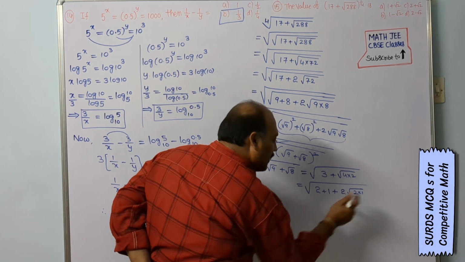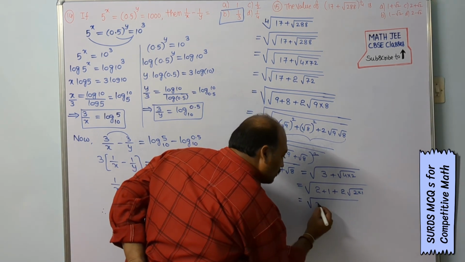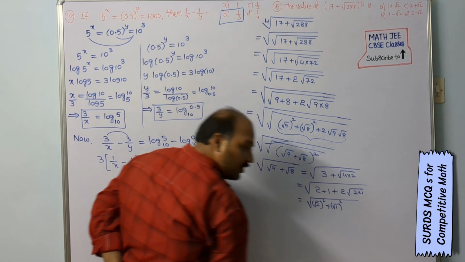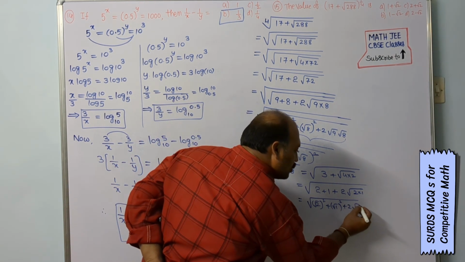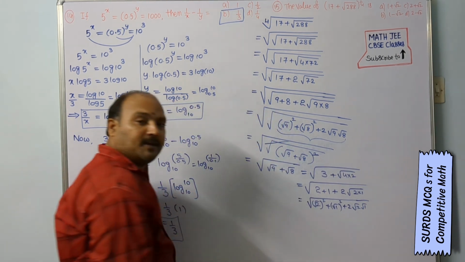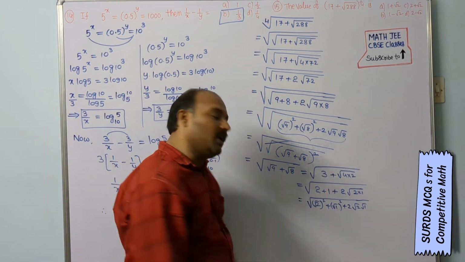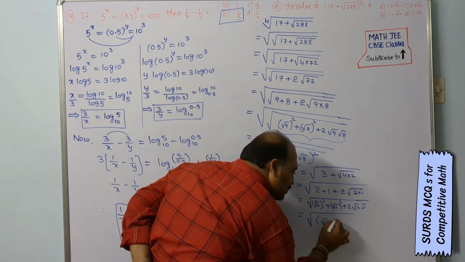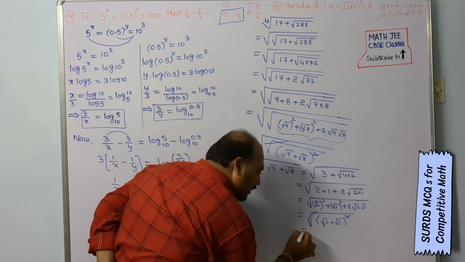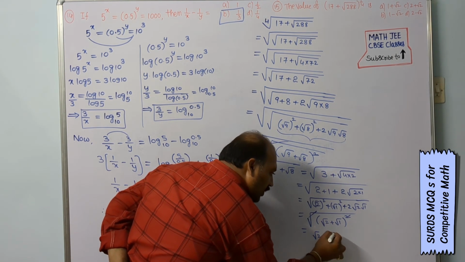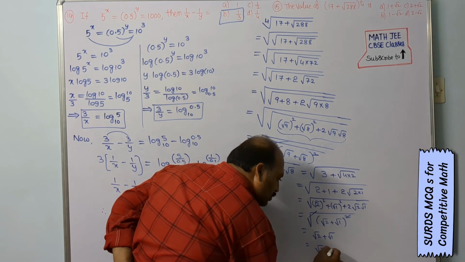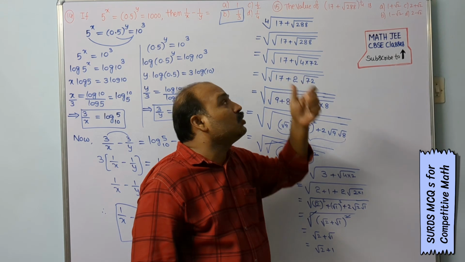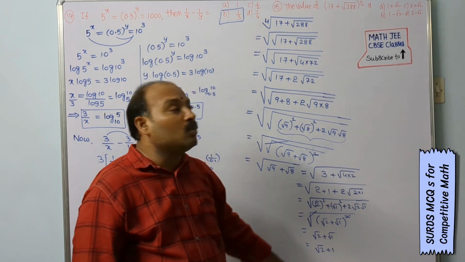In the next step, we will write it as root over root 2 whole square plus root 1 whole square, or simply 1 square, plus 2 into root 1. Again, it is the expansion of a square plus b square plus 2ab. So it is equal to square root of root 2 plus root 1 whole square. Square and root will be cancelled. Root 2 plus root 1. Otherwise, simply we can write it as root 2 plus 1. Therefore, the fourth root of 17 plus root 288 is equal to root 2 plus 1.